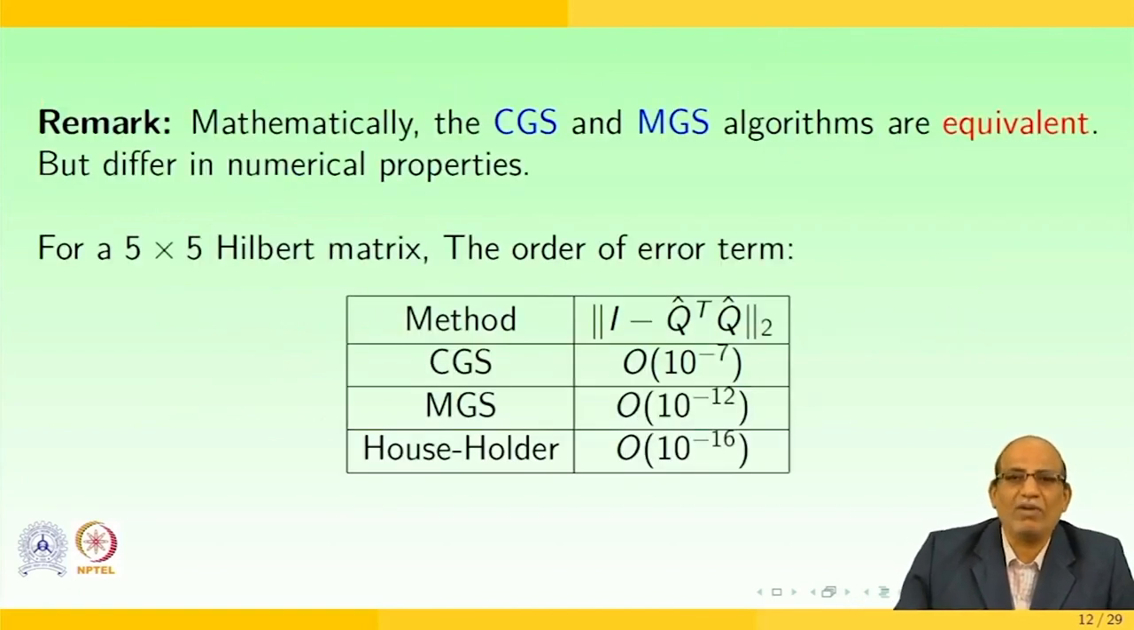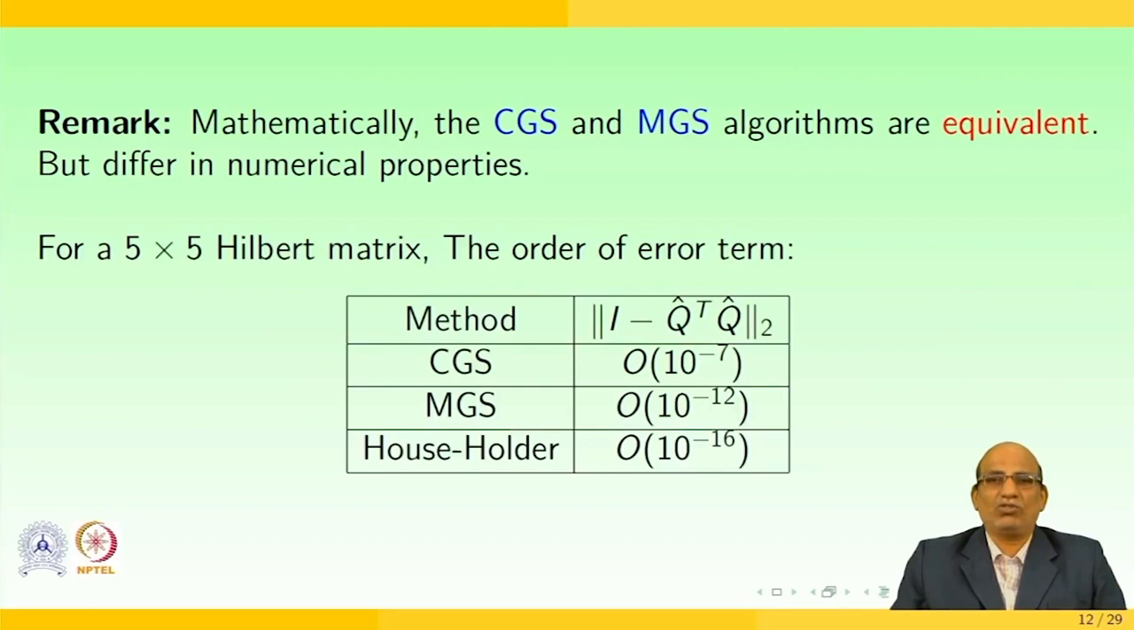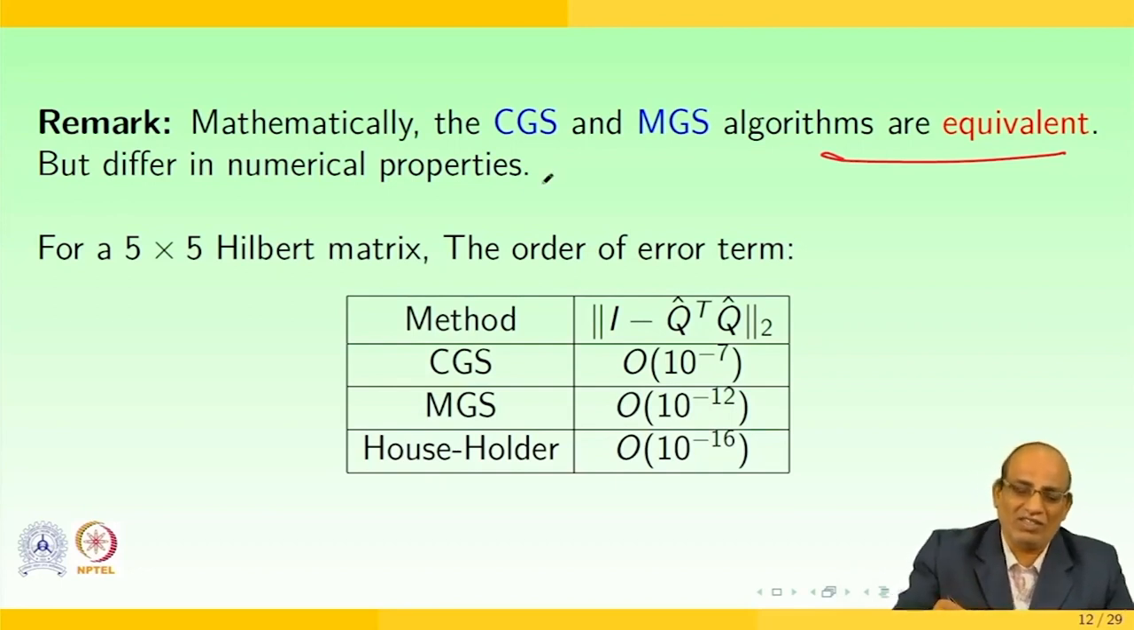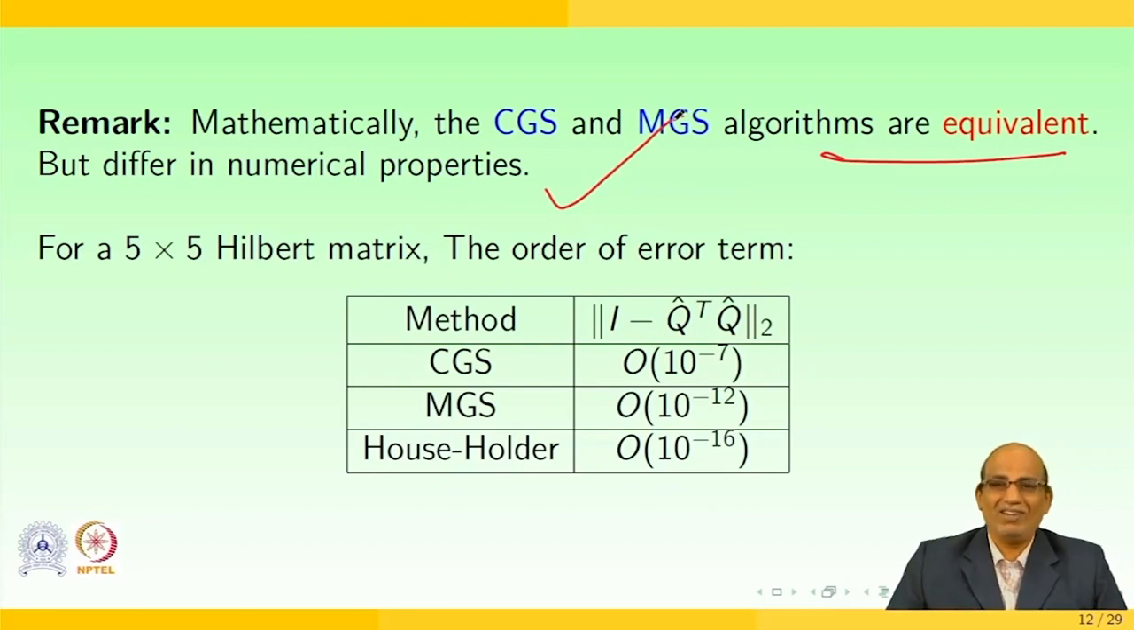Okay. Now what is the remark I can make over here by doing these two computations? Mathematically, the CGS and MGS algorithms are equivalent. So how are they equivalent? I did it for k is equal to 1, and for k is equal to 2, the same algorithm I worked out. That means the same set of operations, but different numerical properties. That is what is important, right? They actually differ in numerical properties.